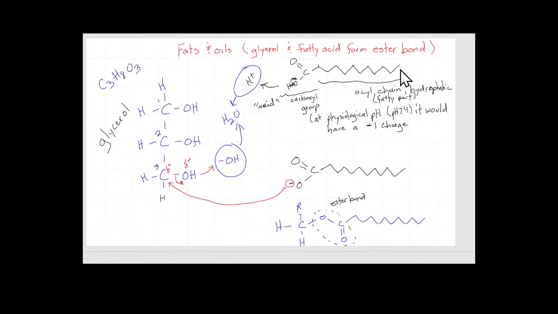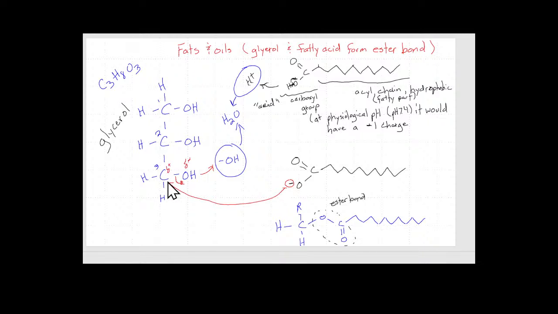So we've got the fatty part, the hydrocarbon part, which is the fatty acid or acyl chain, and then we've got a carboxyl group here, which is an acid. So fatty acid is where the name came from. By the time you find these molecules floating around in water at pH 7.4, it would have a negative charge on this oxygen group here because the positive charge had floated away.